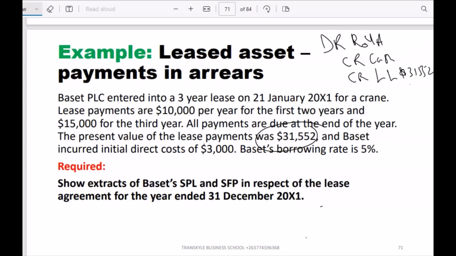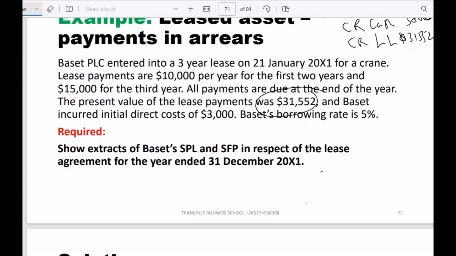In this case, the lease payments have been calculated for us and they were 31,552, and any cash which was paid at the start was 3,000. If we add up these two figures, we get our right of use asset, which is the balancing figure, remember, of 34,552.